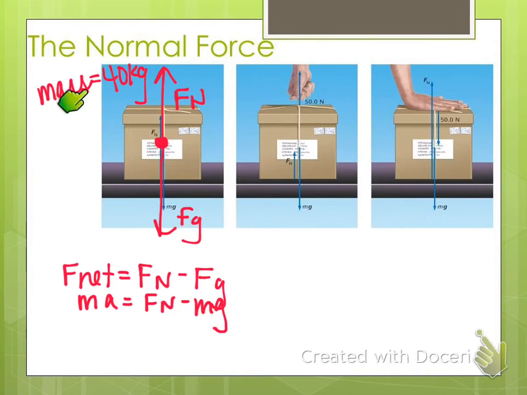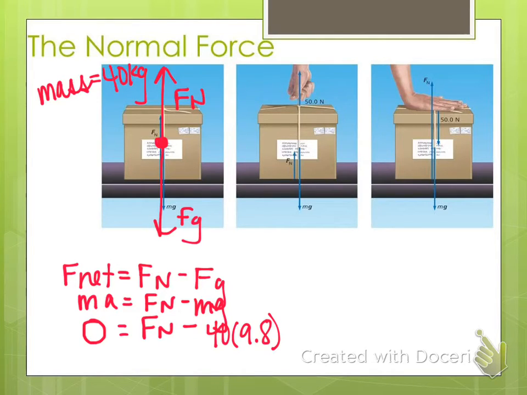It's not moving, right? The box is at rest. Even if it was moving at constant speed, our acceleration would be 0. So when our box is at rest like this and it's not accelerating vertically, our net force is equal to 0. So we're going to take normal force minus mass times gravity.